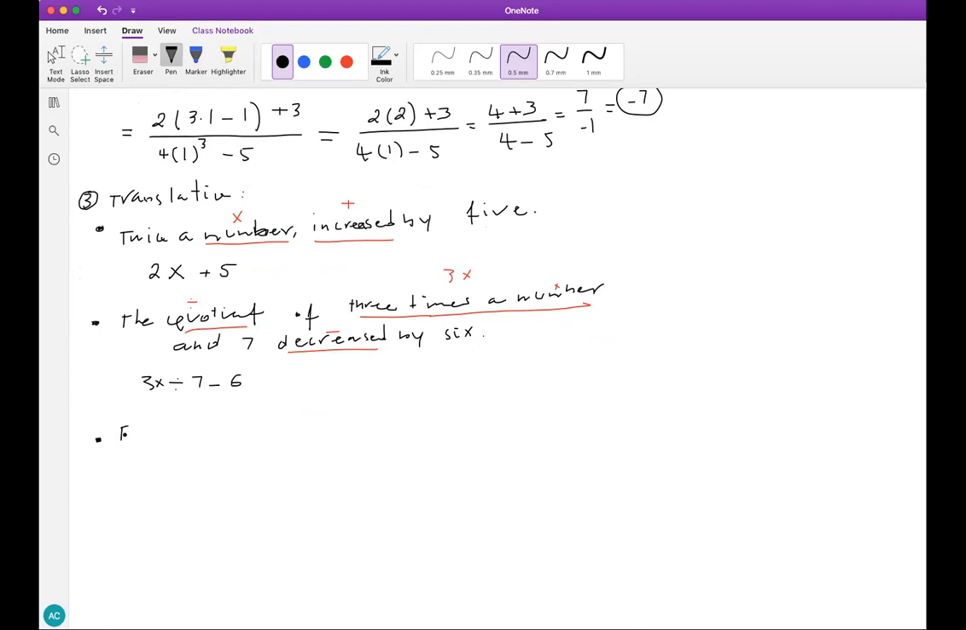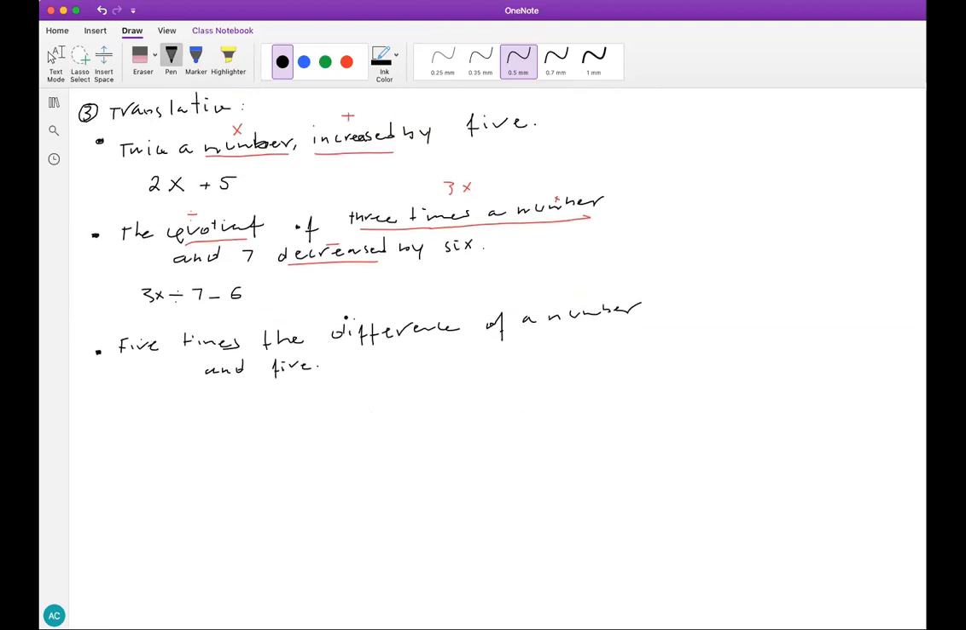Let's do one more. 5 times the sum, or the difference, or rather, sum is for addition, difference is for subtraction. That's right. So 5 times the difference of a number and, let's say, 5. Okay, so 5 times the difference. Again, the keyword is difference. Times, of course, 5 times means 5 times something. But before we say that, 5 times what?